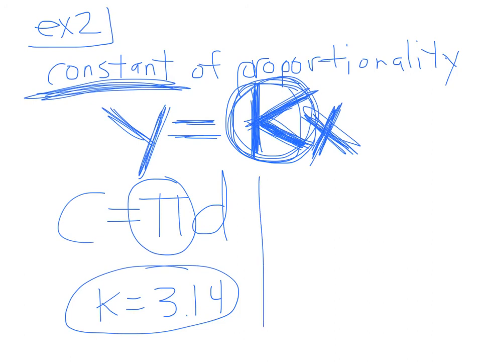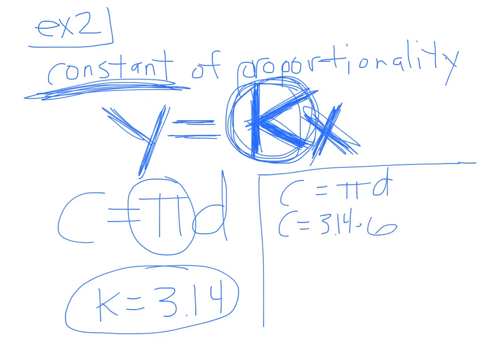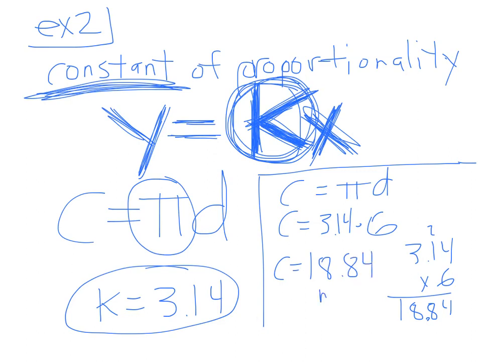So in this case, K stands for constant of proportionality, is 3.14. But this question also wants you to find the circumference if the diameter is 6. So all you're going to do is take 6 and times it by the constant of proportionality. So let's go ahead and multiply those. So circumference, as you can see, is about 18.84. This would be meters. So that is a constant of proportionality for this section 6-2. Good luck.